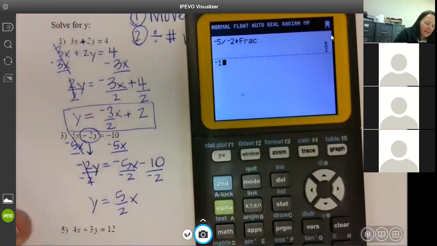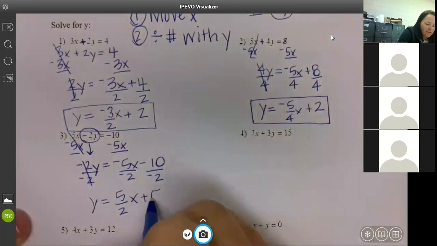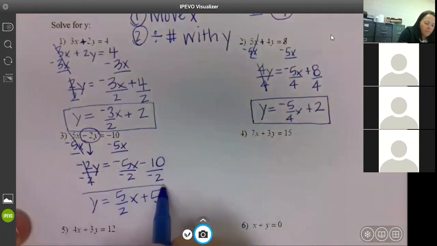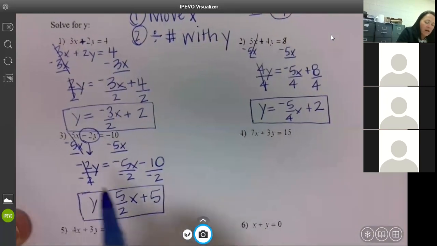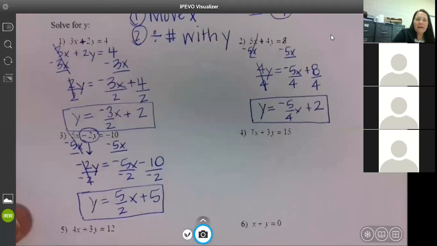What if I do negative 10 divided by negative 2? Math, enter, enter. What do I get? Positive 5. So it's going to be a plus 5. Y'all, that's literally all you're doing today. So if you're understanding it right now, you should be okay today.